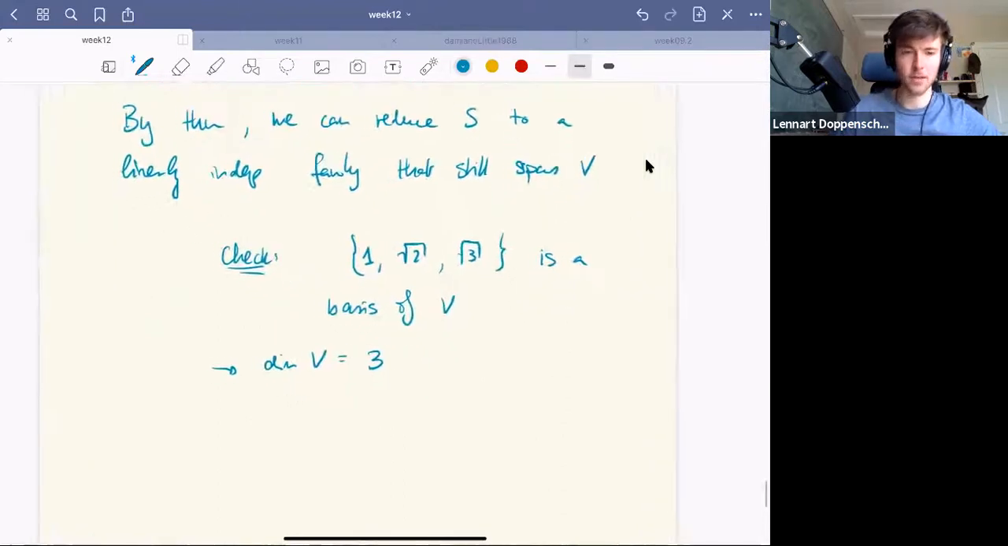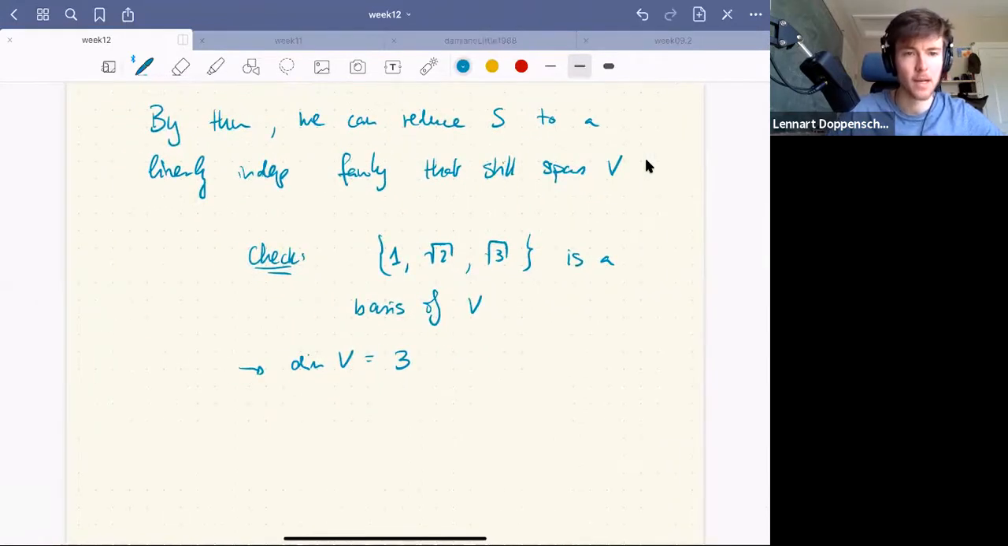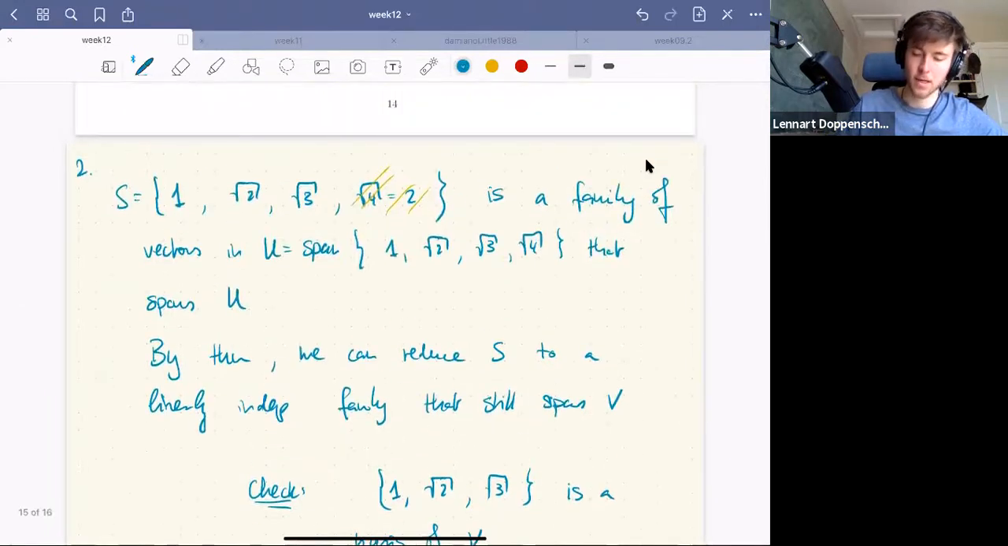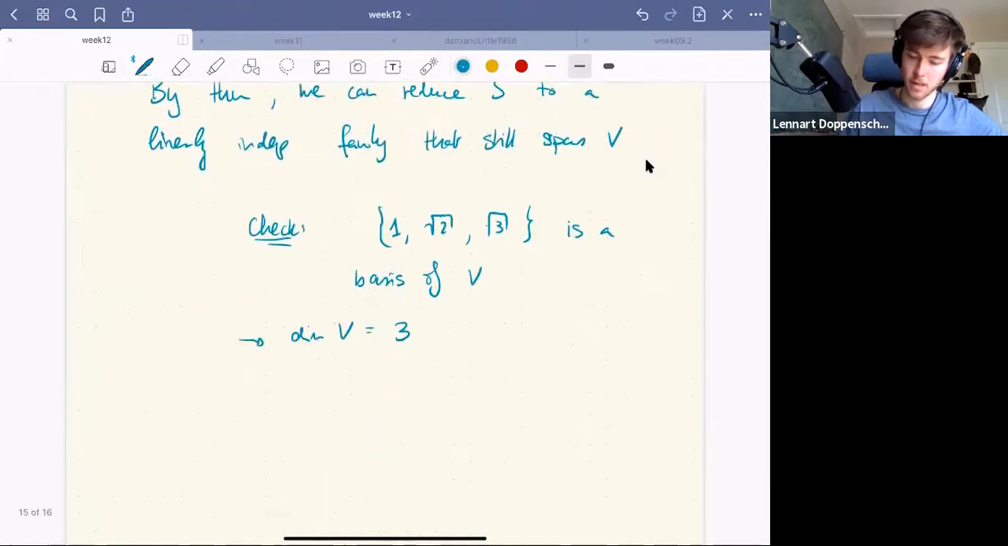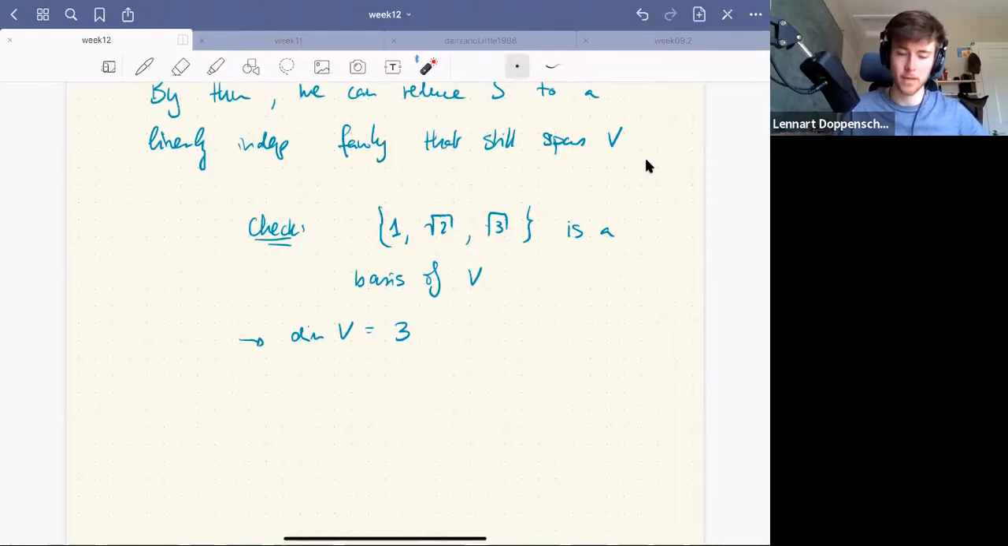And the important thing here, Zach wrote in the chat that what I just said, the 4 can be written as a linear combination of these elements. And the important thing is as a combination where the coefficients are rational numbers, because the coefficients always have to be in the field of the vector space.